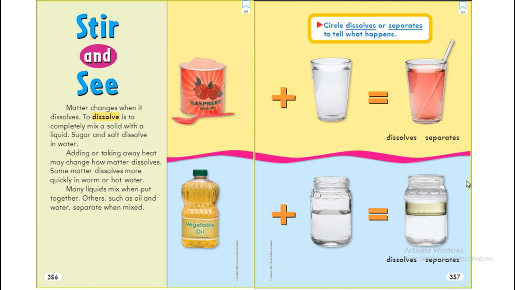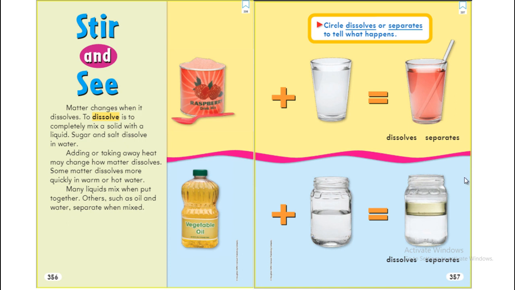Stir and see. Matter changes when you dissolve it. To dissolve means to mix completely. The solid is going to mix with the water completely. But when you add or take away heat to this water, you are making it hot now. You put it in the oven, you turn on the oven, and you're making the water hot. You're adding heat. That's going to make dissolving easier. It's going to make it faster. When it dissolves, it's going to become mixed completely with the water.